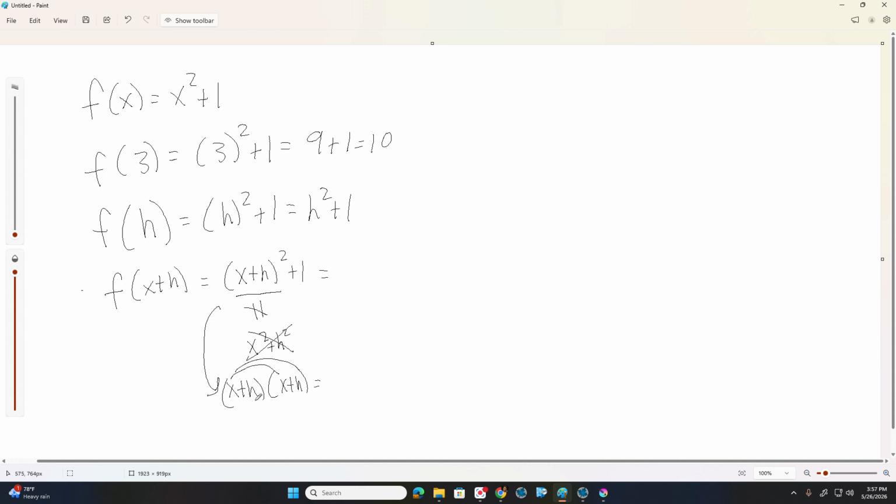multiplying all of the pairs that we can make, we get x squared plus xh plus hx plus h squared. And specifically, those two middle things are the same thing. X squared plus 2xh plus h squared. That's what we get. And then we add our 1. Can we do anything with this? No. That is as far as we can go.